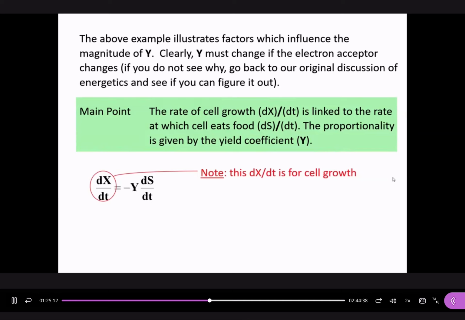Because yield connects the consumption of substrate and the growth of cells. That's our definition. So tell me, what is yield? What is Y? Cells grow over substrate consumption, right? Cells grow, if we use mathematical terms, it's dx over dt. The consumption of substrate is minus ds over dt. The minus sign is because it's negative. So this is yield, from its definition.